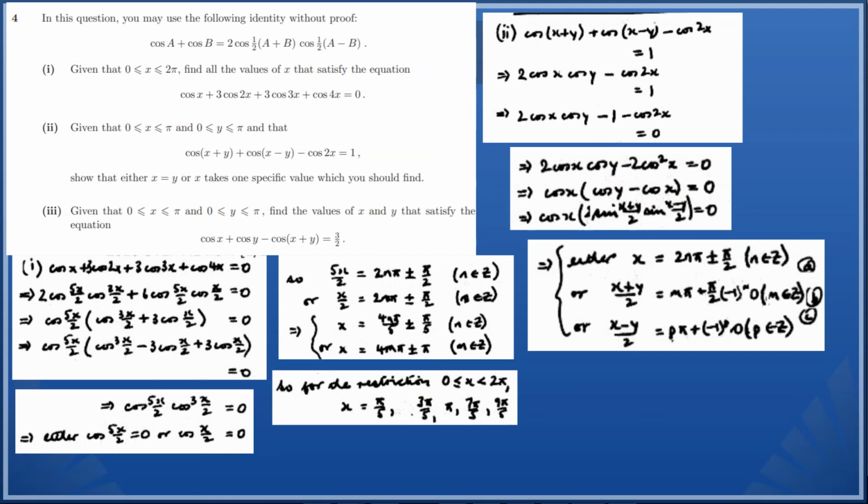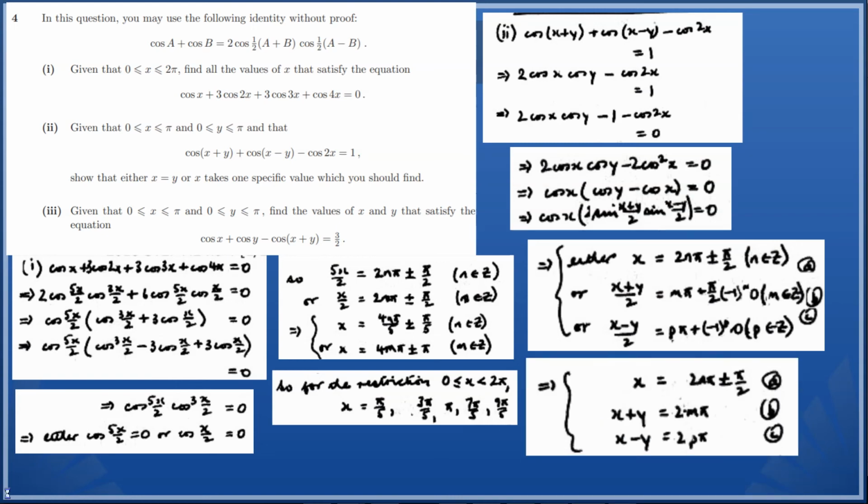And we have three equations, two of which contain x and y. So what do you think is going on with equations B and C there? B and C certainly do look like a pair of simultaneous equations which you may need to solve.